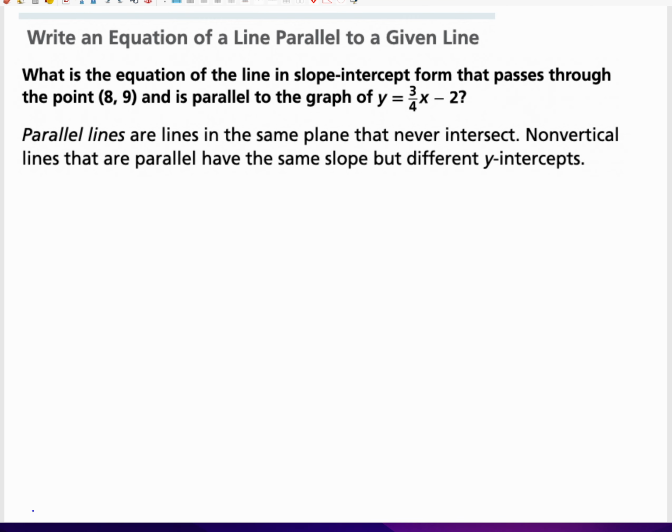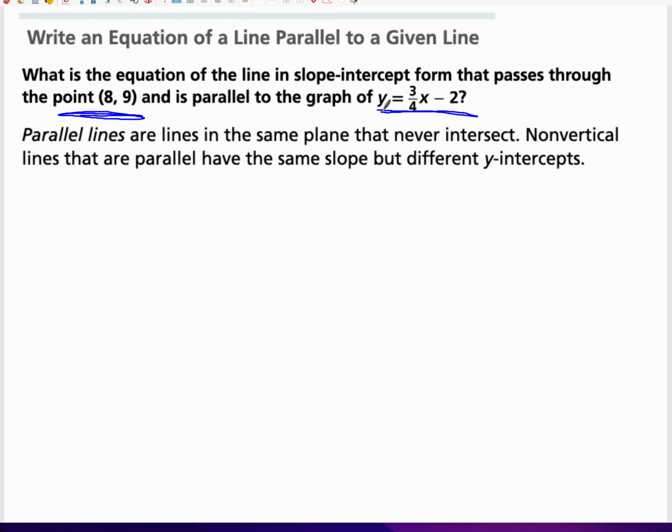Okay, so it starts off with write an equation of a line parallel to a given line. So the equation of the line in slope-intercept form that passes through the point. So our new line is going to go through this point, and it's going to be parallel to this line. So that tells us that this line does not go through the point 8, 9, right? So we want to write an equation for a new line that goes through the point 8, 9 that is parallel to that line. So parallel lines are lines in the same plane that never intersect.